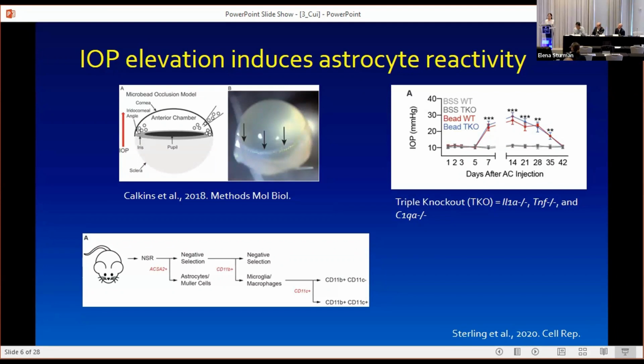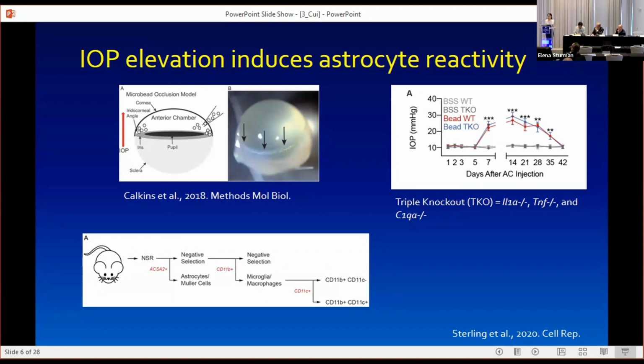In our hands, once we do this injection, intraocular pressure begins to elevate after about 5 days and remains elevated with 2 injections for about 7 to 8 weeks. We injected both wild-type animals and animals with triple knockout of these 3 cytokines that we know are important for reactive astrocytosis.